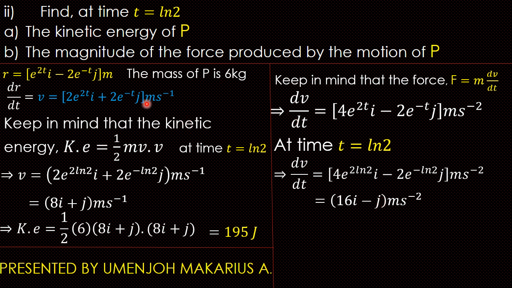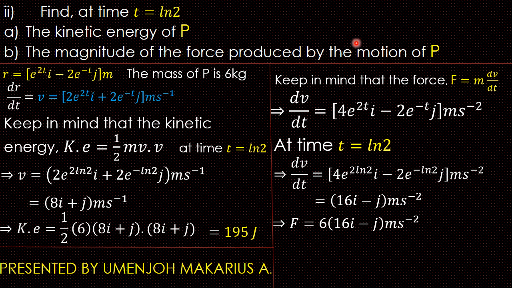But guys, they want us to get the force. We also know that F is m dv by dt. Keep in mind that this is our dv by dt, which is the acceleration. So to get the force F, we are simply going to take F as the mass, which is 6, into the velocity. Good. So this is the value of the force which we have. This is the force which we have.